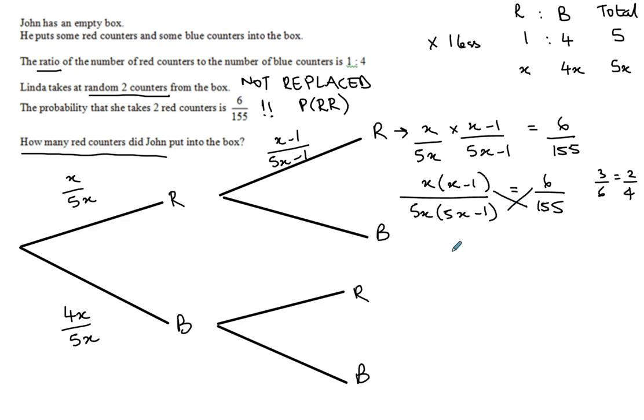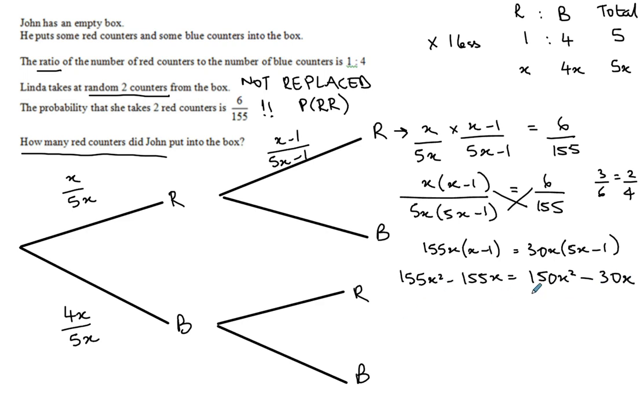So we've got 155x times x minus 1 equals, and then 6 times 5 is 30. So we've got 30x times 5x minus 1. Okay, you all right so far? Good. We've got 155x squared minus 155x equals 150x squared minus 30x. You can tell it's quadratic-y.